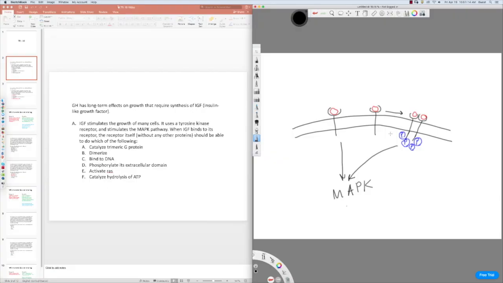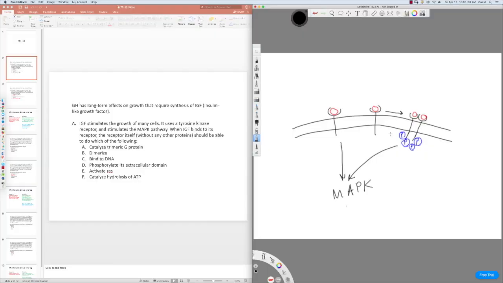Second, B, dimerize. Yep, that sounds about right. I mean, that's exactly what I drew, and based on the lecture notes, that also seems to hold true. So I would write down B, or circle B. Let's keep going. Bind to DNA. Well, the question asks specifically "without any other proteins" in parentheses. Now that may seem like an insignificant detail, but it's crucial here because although the MAPK pathway eventually leads to transcription factors binding to DNA and activating their expression, the question specifically wants what the TRKs themselves do. And they definitely don't bind the DNA at all. They're stuck in the membrane. So I would rule that out.